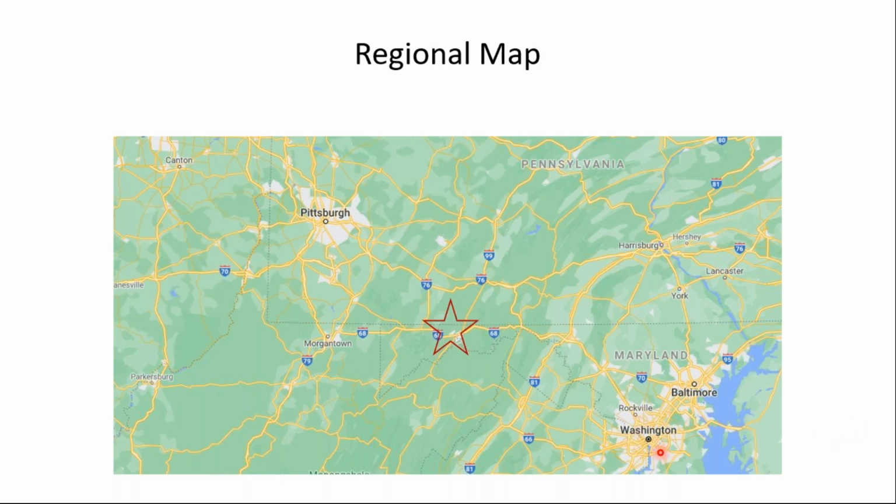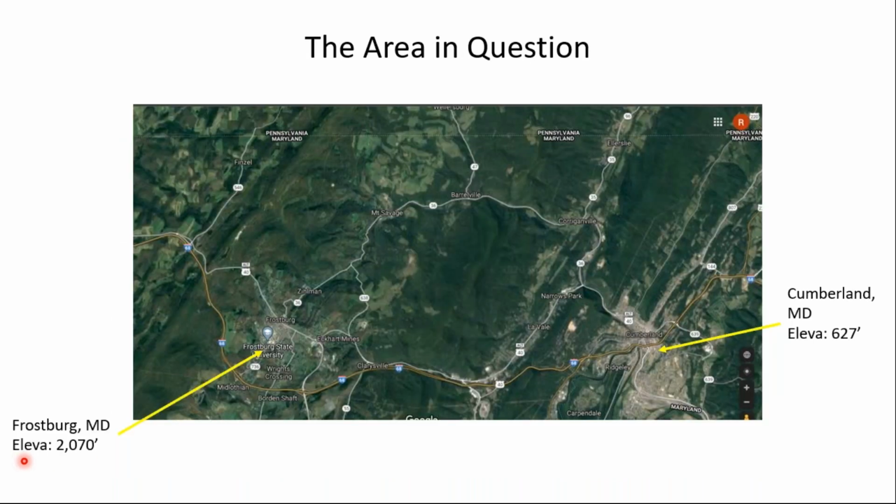And here's a map to orient you. Washington, D.C. is down here, Pittsburgh is here, and this project occurs on the trail, as you may be aware, that connects Pittsburgh and Washington. And this is roughly halfway or at the midpoint of that trail network. And here's a Google aerial view where we're talking about. We'll start in Cumberland, Maryland, elevation about 625 feet.